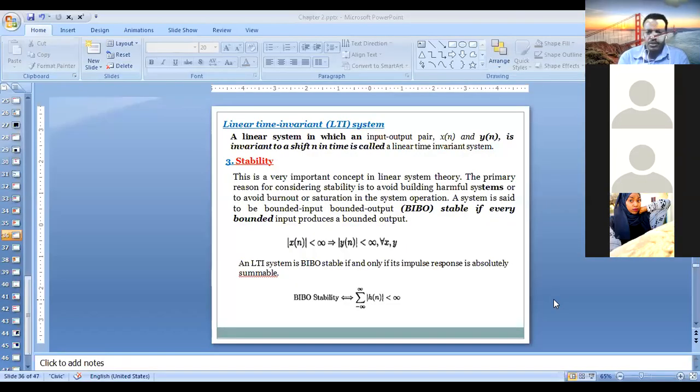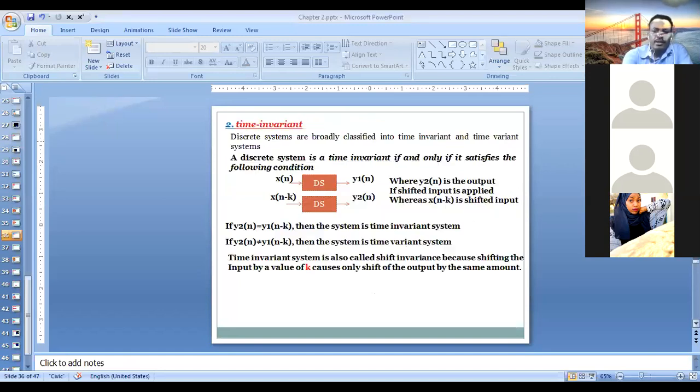Linear time invariant, which means a system which satisfies both linearity and time invariance. Both. Some systems can be linear but not time invariant. Some systems can be time invariant but non-linear. But there is a specific type of system that satisfies both these two conditions.